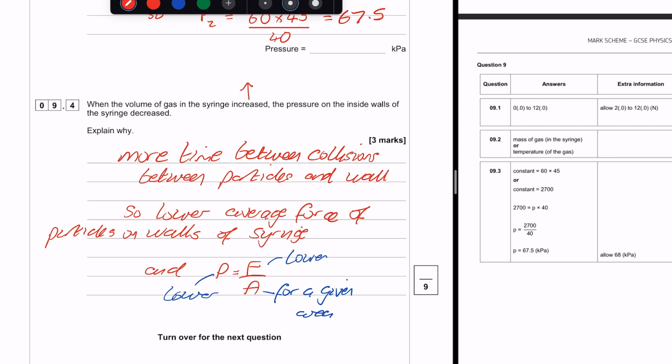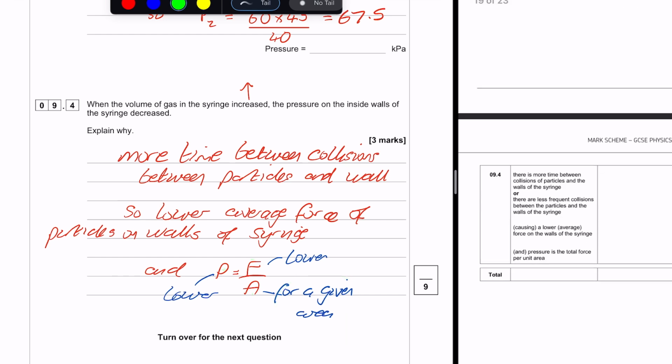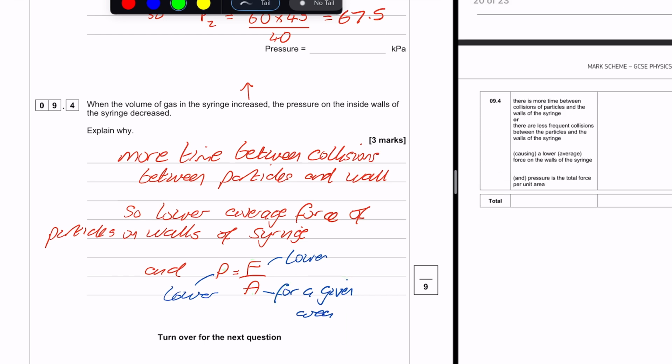And then we've got the last bit. If you've got lower average force, then you've got lower pressure for any given area, because pressure is force divided by area. And again, if you look over on the right-hand side, you'll see those statements made there.